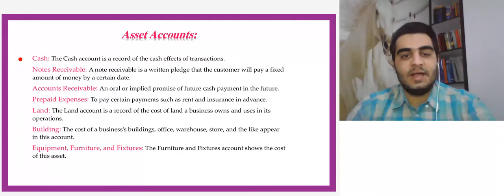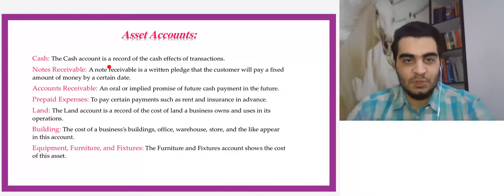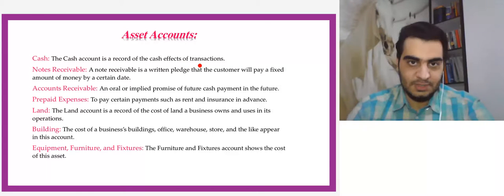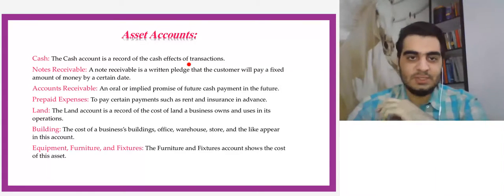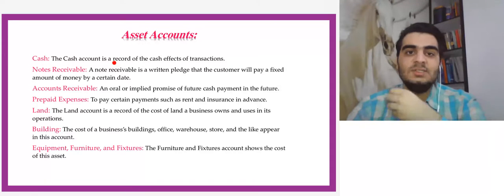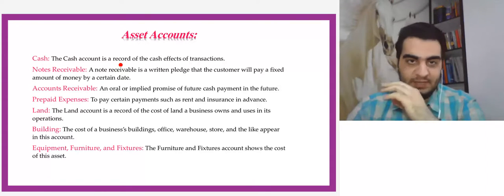This is a list of our asset accounts that are in this chapter. The first one is cash, which always shows the cash effects of our transactions. I talked about it a bit earlier. It might increase or decrease. The cash account shows these changes. It's a record that shows these cash effects.